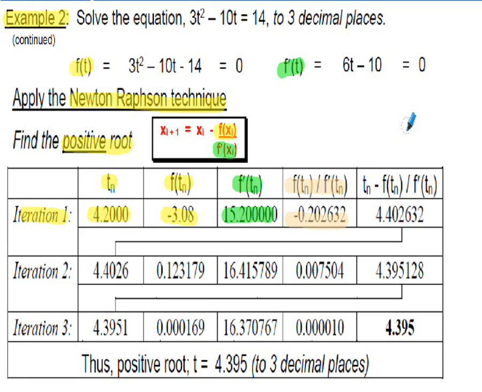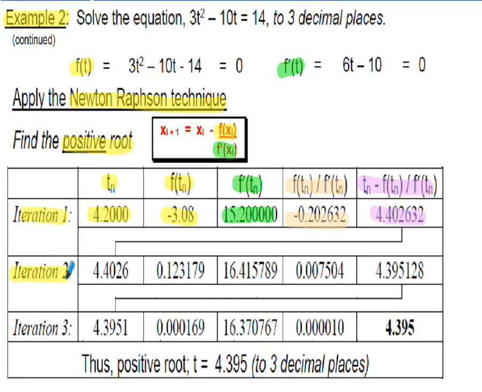So now using the Newton-Raphson equation to find the next value of t for our second iteration, we have tn minus the function of t divided by the function dash t. So in this case that will be 4.2 minus the negative 0.202632 value, so that gives a value of 4.402632. Notice I'm using a significant number of decimal places here to make sure I do not truncate my number or induce errors in my calculations at an early stage.